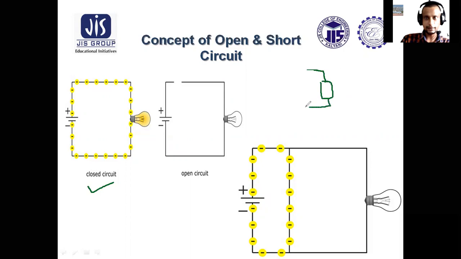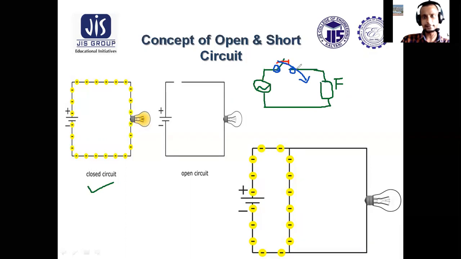Suppose this is the fan. Initially, these two points are not connected. The switch is open. Now, just after closing the switch, these two points get connected. So a current will start flowing through this path. So this is the concept of open circuit and closed circuit.